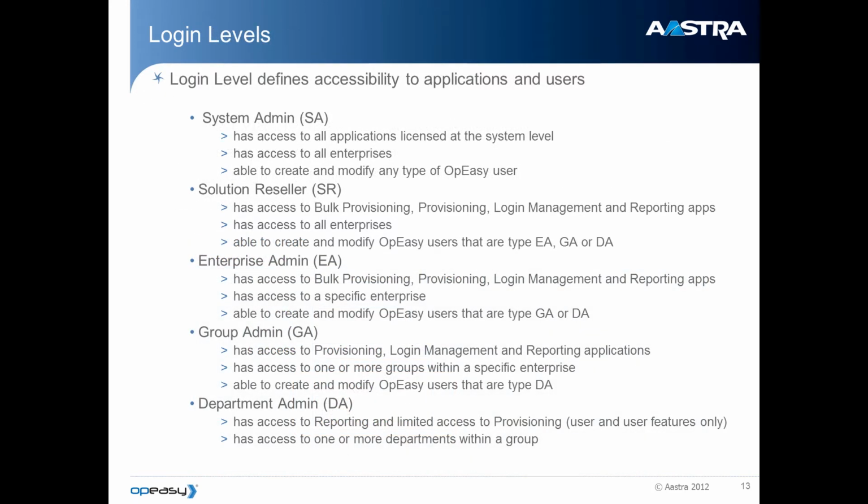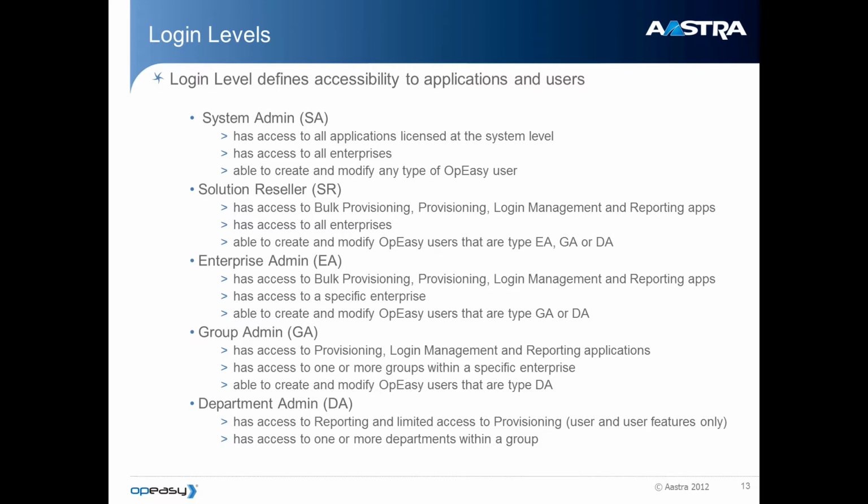Login levels define the accessibility to the applications and users. System admins, or SAs, have access to all the applications licensed at the system level. Also, they have access to all enterprises, and they are able to create and modify any type of OpEasy user.